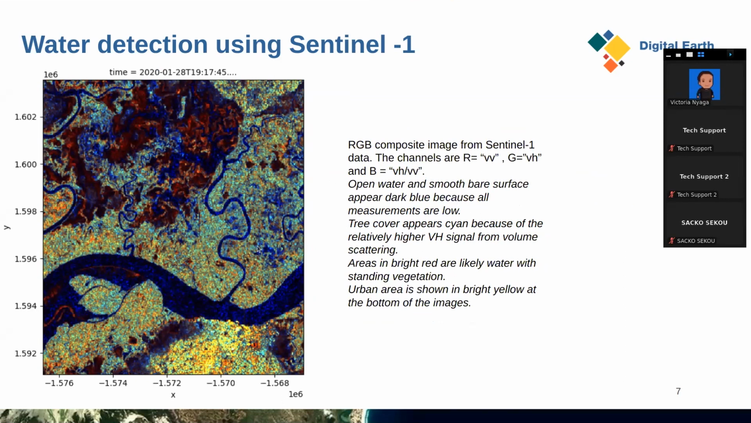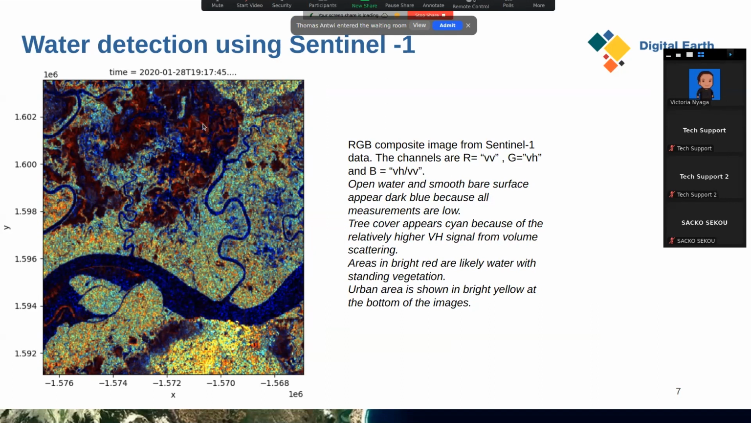On screen, we can see open water usually appears as the dark blue surfaces, as you can see from where I'm tracing with my mouse. And then we have tree cover, which appears due to its relatively high VH signal. We also have urban areas represented in yellow. And we have these areas that are bright red, which are likely to be water-standing vegetation.